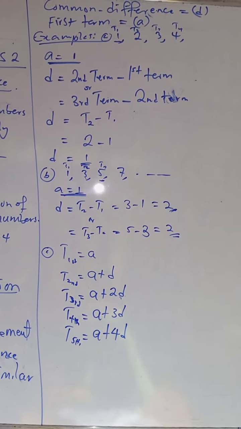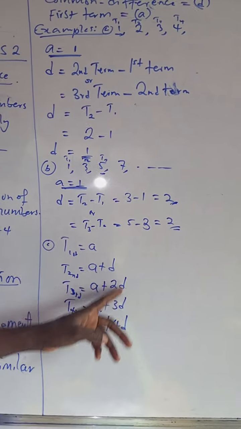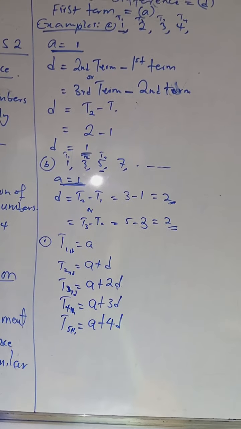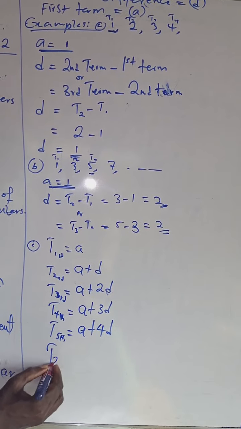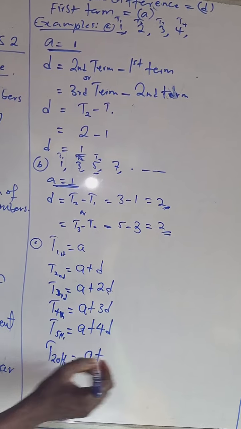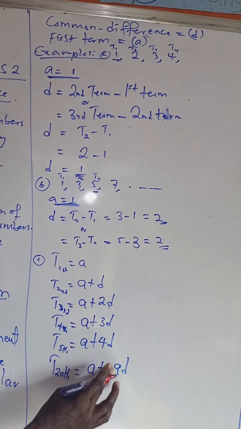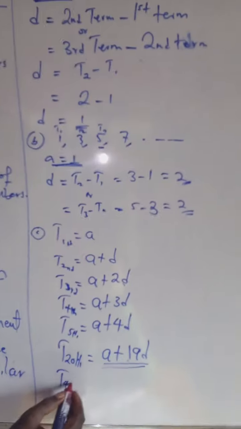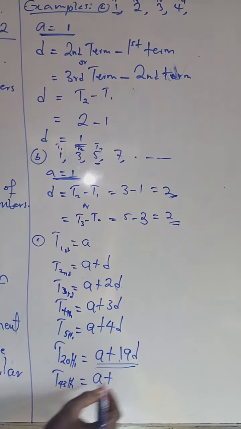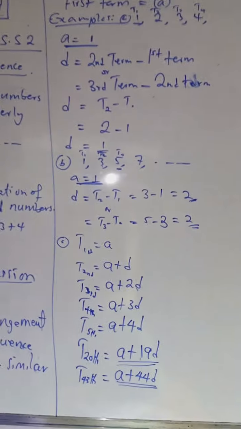In other words, for any term you are looking at, just deduct 1 and multiply that by the difference, and that's all. For instance, if they give me the 20th term, I'll say first term plus, deduct 1 from this, so it will be 19d. If you are given the 45th term, it will be a plus, I'll subtract 1 here, 44d. So this can give me the answer.